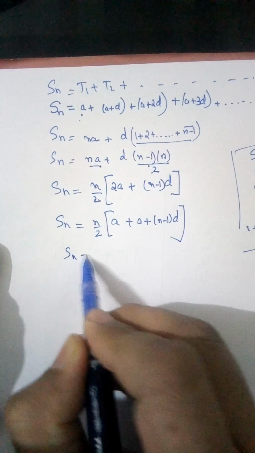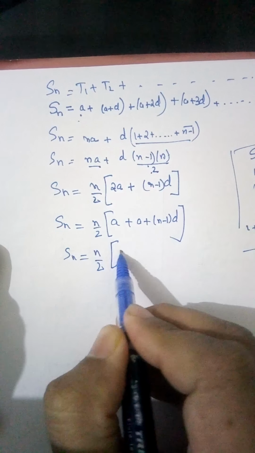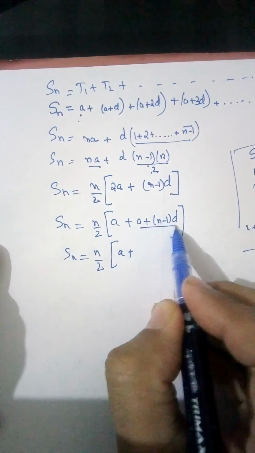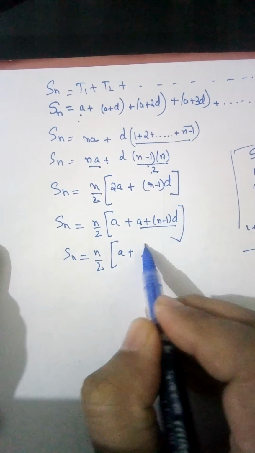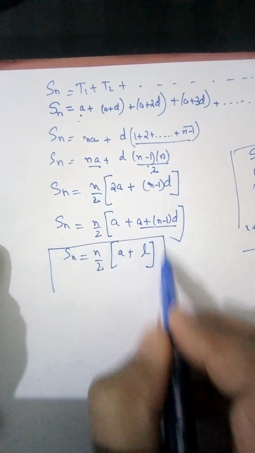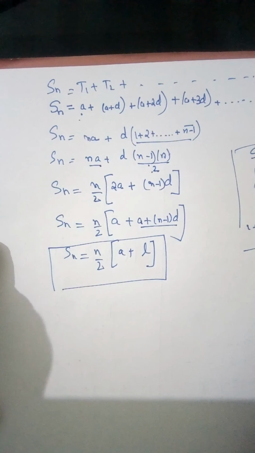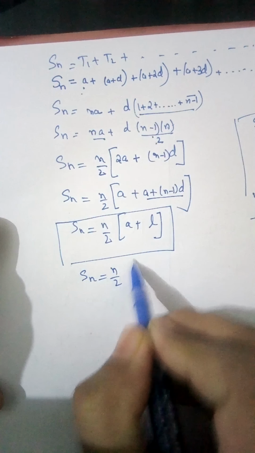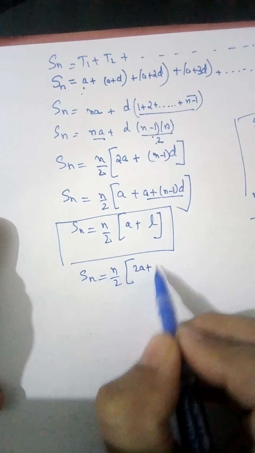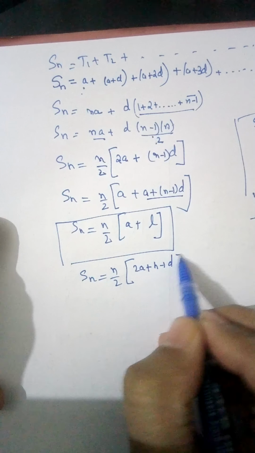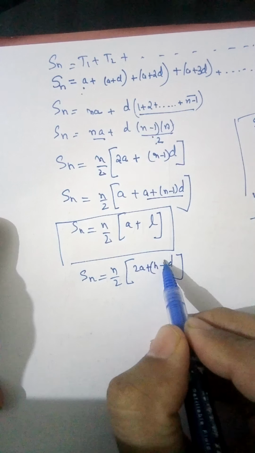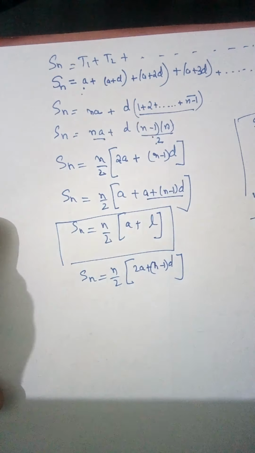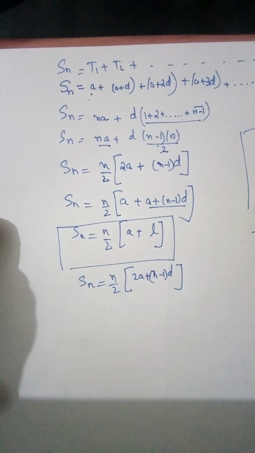Now if you look at what we have now, it is the first term a. What is this? This is the nth term or the last term, you can say. So this is the formula for the sum of n terms of an AP, or you can say n by 2 into 2a plus n minus 1 d. We will do questions based on this in the next videos. In this I have derived the formula and how it is written, sum of n terms of an AP.